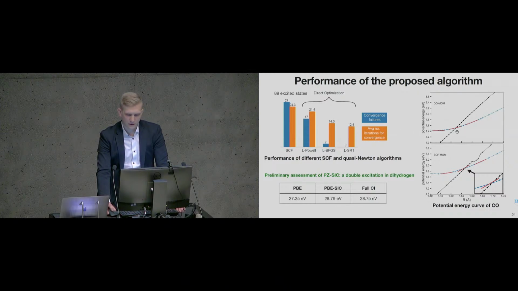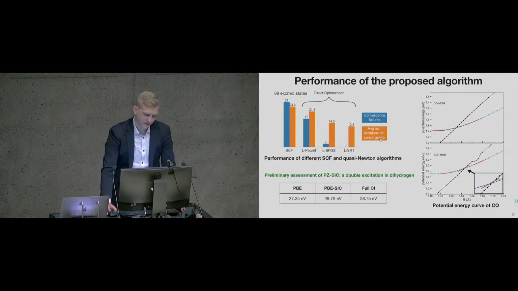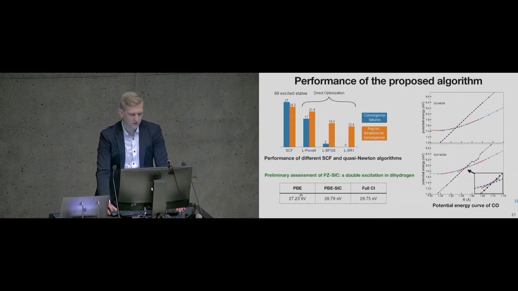Then we calculated curve crossings of the potential energy surfaces of carbon monoxide, and we can see that this method also provides an accurate estimation of the atomic forces in this region, while standard SCF algorithms struggle to describe this region. We also did a preliminary assessment of Perdew-Zunger self-interaction correction on double excitations in hydrogen, and we can see that when we apply full self-interaction correction to PBE, the results become in much better agreement with full CI calculations.